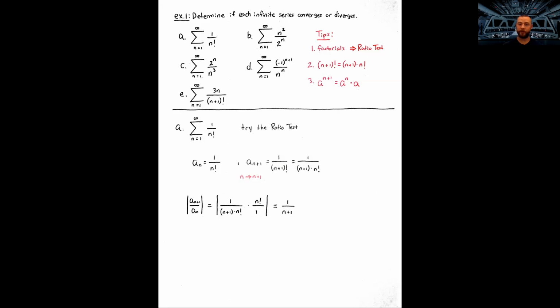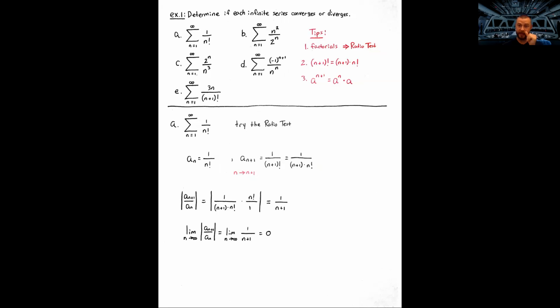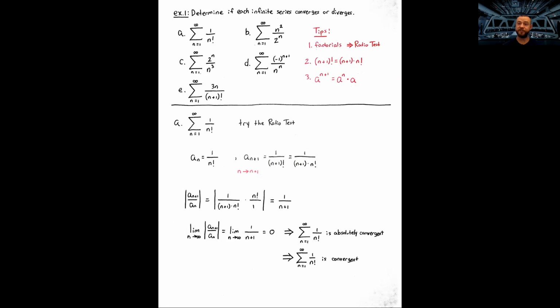All right, now what we look at is the limit of that ratio. And if you take a limit as n goes to infinity, 1 over n+1 approaches 0 since your denominator is getting bigger. All right, and that falls into the first conclusion of the ratio test. The limit value is 0.